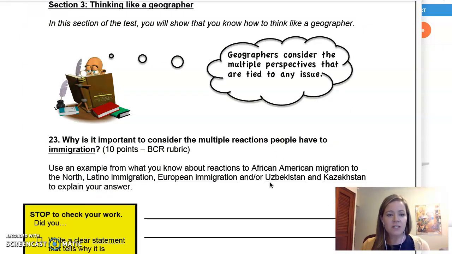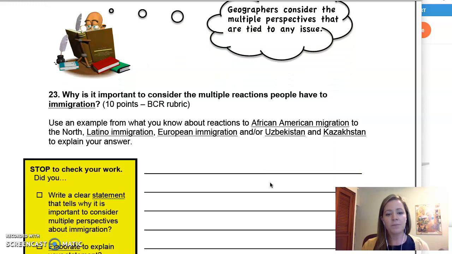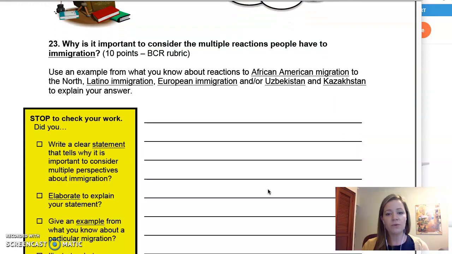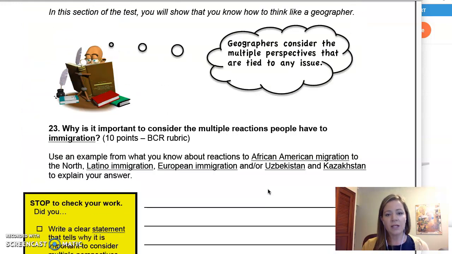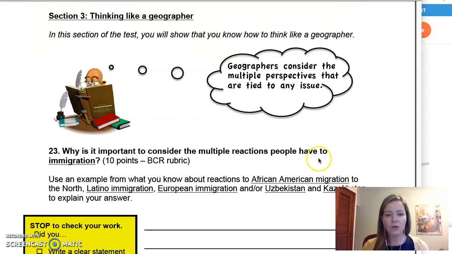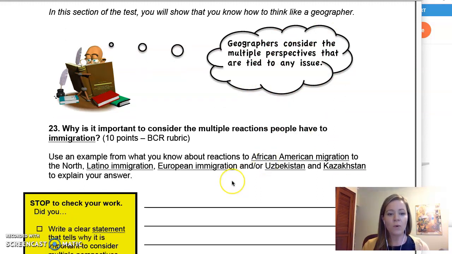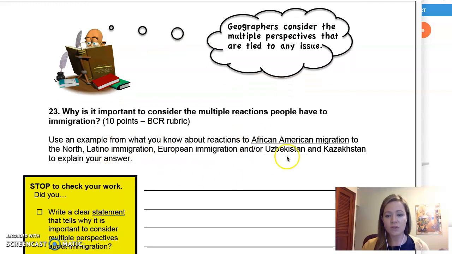Section 3 of this sample assessment wants to assess whether or not kids are able to think like a geographer. And so it's giving them the opportunity to use what they know to think like a geographer. For this particular period in time, the students were understanding that geographers consider multiple perspectives that are tied to any issue. And so we want them to think about what's the most important thing to consider about people's reactions to immigration. This is what they had been studying.